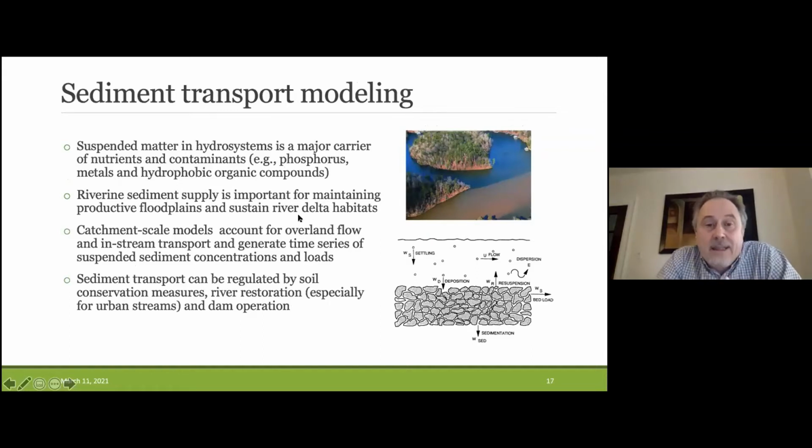A good catchment-scale sediment transport model should account for the overland flow, which supplies the sediment to the river system, and then the in-stream transport and processes, and then generate time series of suspended sediment concentrations and loads. And this type of modeling capacity is also important if we want to inform soil conservation measures, river restoration strategies, or even dam operations, which all very much influence sediment transport.